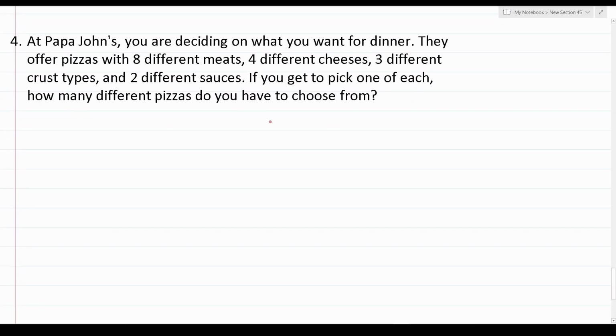All right, so let's move on to number 4 now. It says, at Papa John's, you are deciding on what you want for dinner. They offer pizzas with 8 different meats, 4 different cheeses, 3 different crusts, and 2 different sauces. If you get to pick one of each, how many different pizzas do you have to choose from? All right, so again, we're just going to identify our options and multiply all those options together. So we have 8 different types of meats, 4 different types of cheeses, 3 different types of crusts, and 2 different sauces. 8 times 4, of course, is 32.